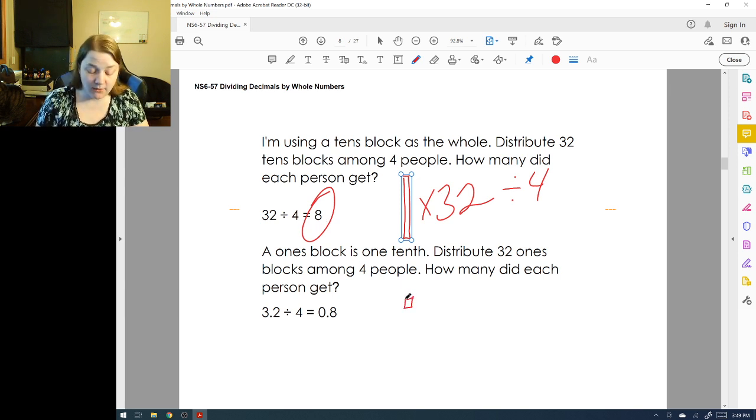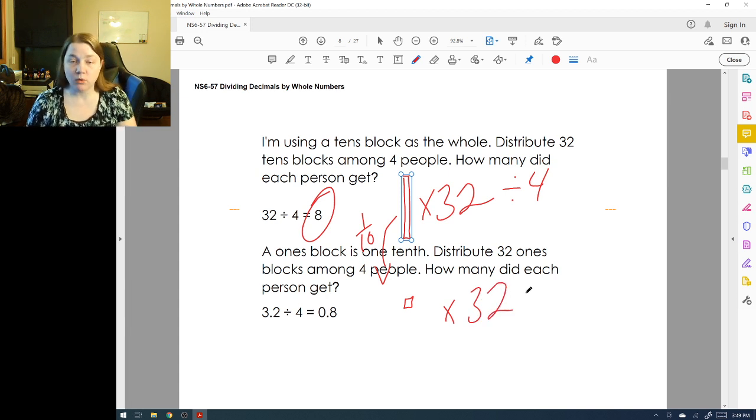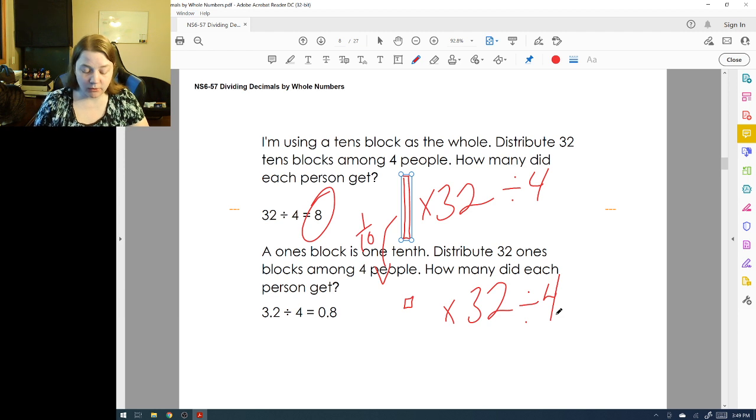look at a ones block? A ones block is 1/10 of one of these. I still want to distribute 32 of these ones blocks amongst 4 people. Well, I had 32 in either case, so both times I'm dividing them amongst 4 people. This time, when I get the answer of 8, here's what I need to keep track of. Remember that 1 block is 1/10 of a tens block.